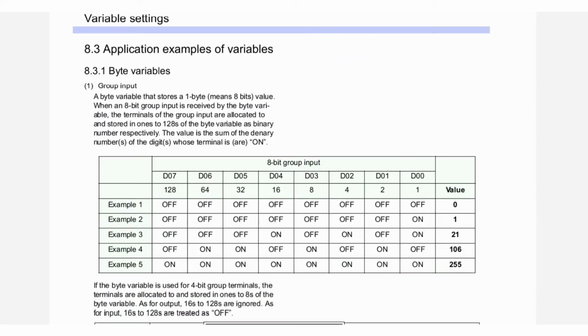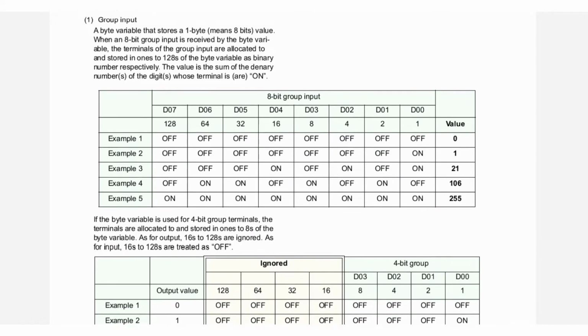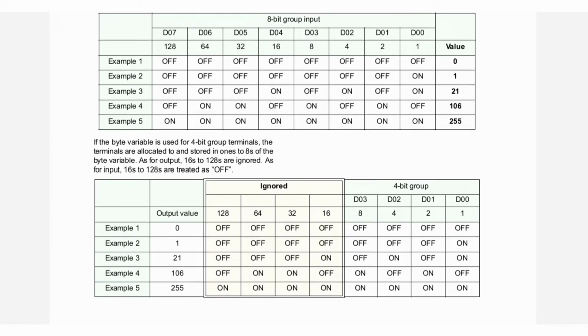Now next are application examples of variables. Byte variables: one is group input. A byte variable stores a 1 byte, meaning 8 bits, value. When an 8-bit group input is received by the byte variable, the terminals of the group input are allocated to and stored in the ones to 128s places of the byte variable as binary numbers respectively. The value is the sum of the denary numbers of the digits whose terminals are on. You can see a table here. 8-bit group input: D07, D06, D05, D04, D03, D02, D01, D00.